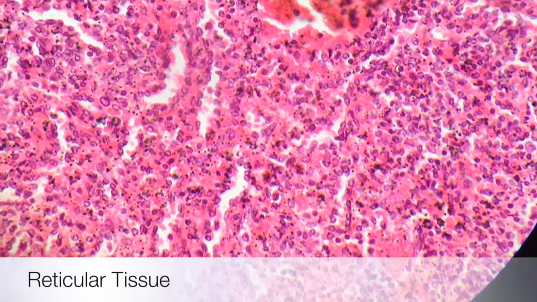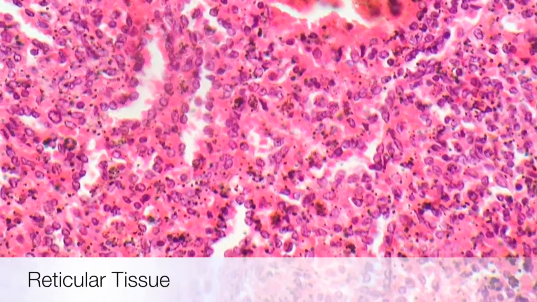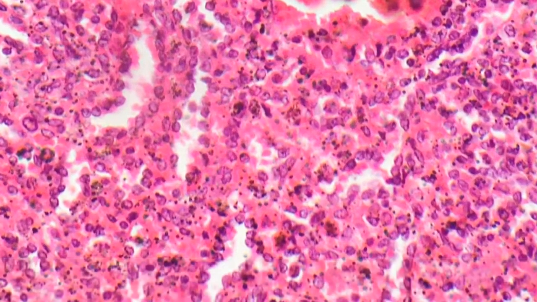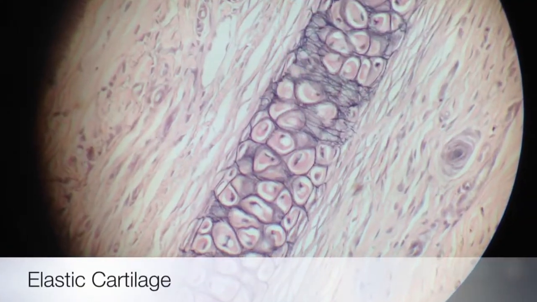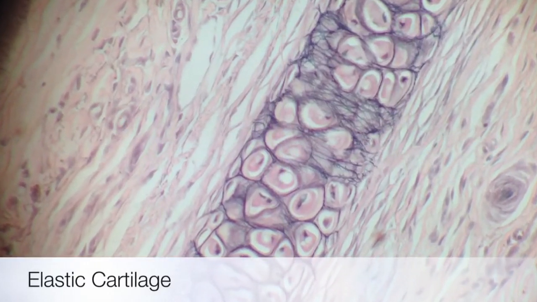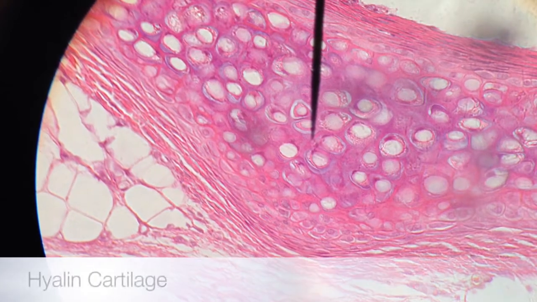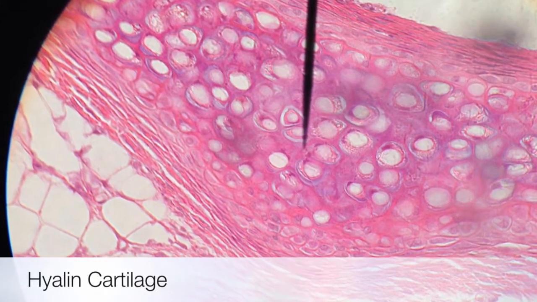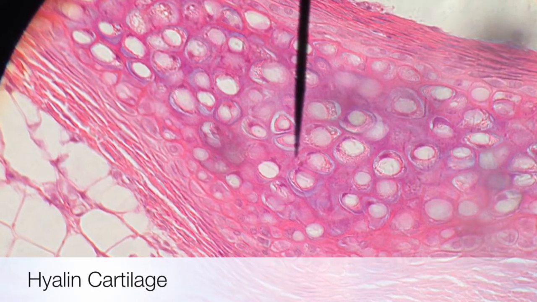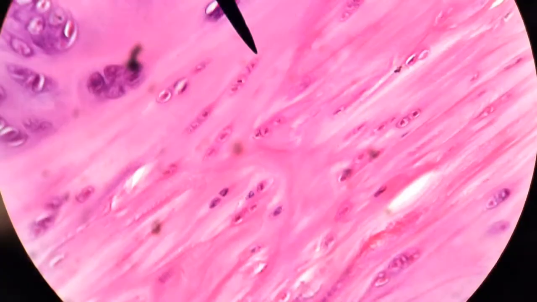Reticular connective tissue can be found in the spleen, liver, and the kidneys, and its function is providing a supporting framework for cells. Elastic cartilage can be found in the external ear and the epiglottis, and its function is providing support while tolerating distortion. Hyaline cartilage can be found in the nasal septum, the cartilage of the nose, and it provides a stiff but somewhat flexible support.